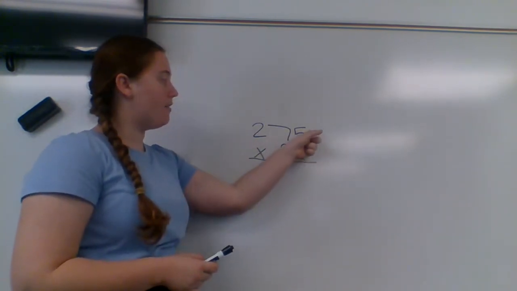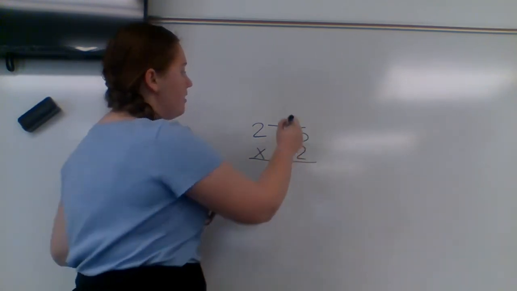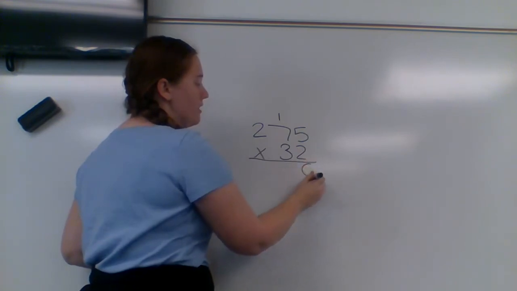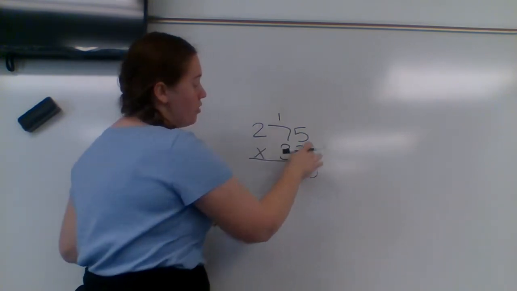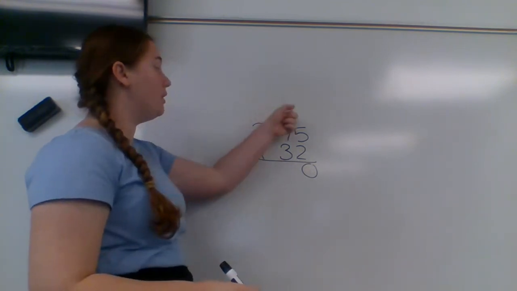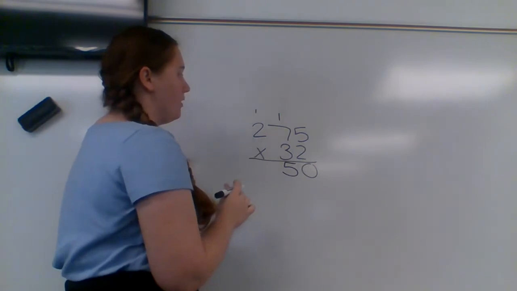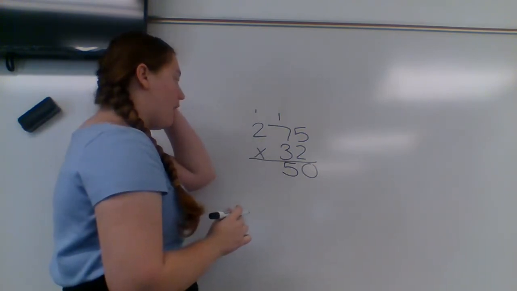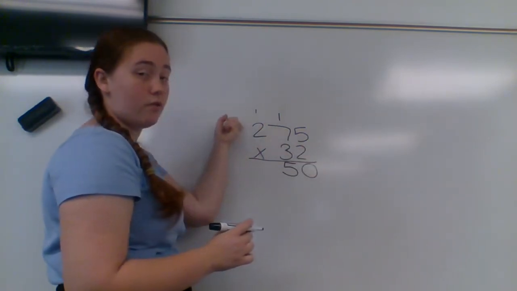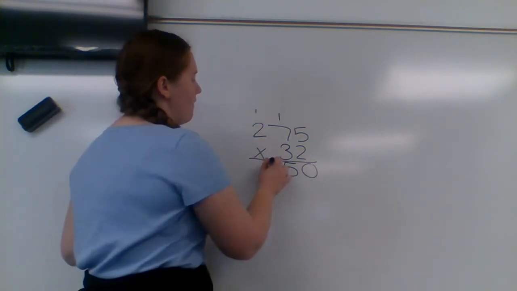I have 5 times 2. First of all, 5 times 2 is 10. I'm going to put a 1 right there and a 0 right there. 2 times 7, well 2 times 7 is 14, plus the 1 is 15, so 5 is right there, plus my 1 that's carried right there. I have 2 times the 2 over here. 2 times 2 is 4, plus the 1 is 5.